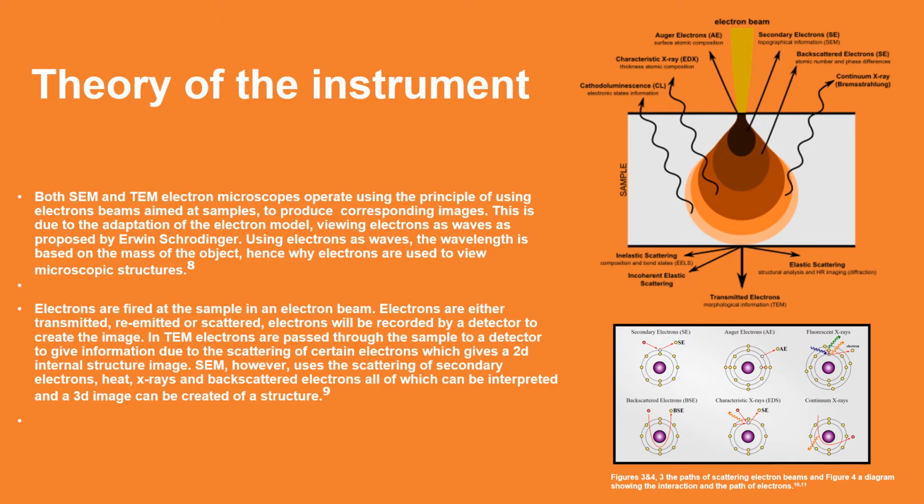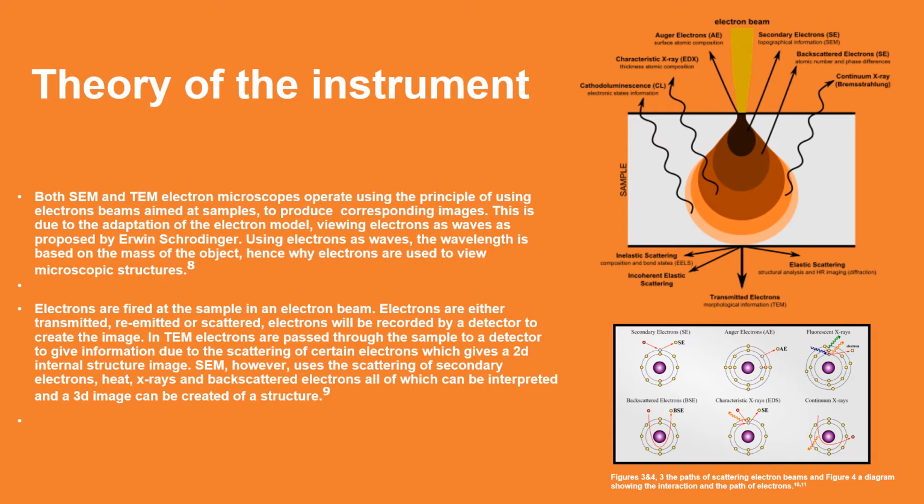Theory of the instrument. So, electron microscopes operate similar to standard light microscopes, where waves are used in order to produce magnified images of samples. However, as electrons are subatomic particles, adaptations are required and they need to be viewed as waves, as proposed by de Broglie and Schrödinger. This is the main theoretical basis behind electron microscopy, as the wavelength is based on the mass of the object, hence why electrons are used to view microscopic structures, as their mass is incredibly small.